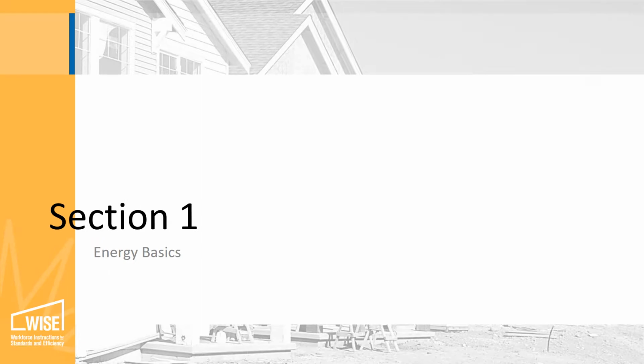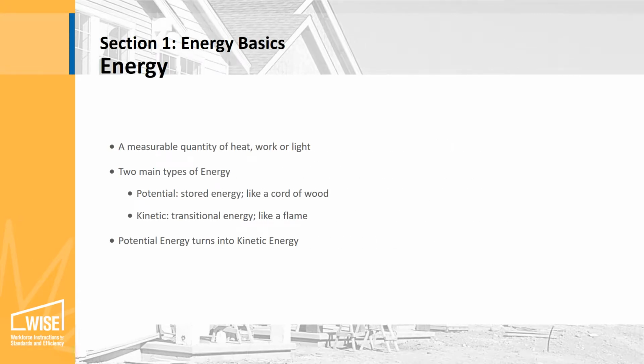Let's start by talking about energy basics. What is energy? It is a measurable quantity of heat, work, or light. Energy can be put into many different categories, such as chemical, nuclear, magnetic, sound, and elastic. While energy comes in many different forms, it generally qualifies as one of two types, potential or kinetic.